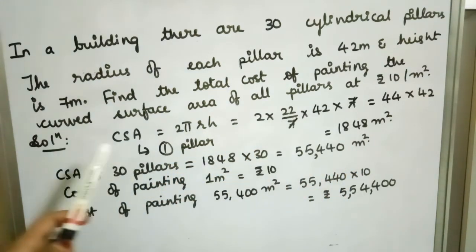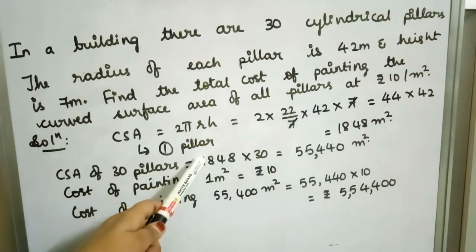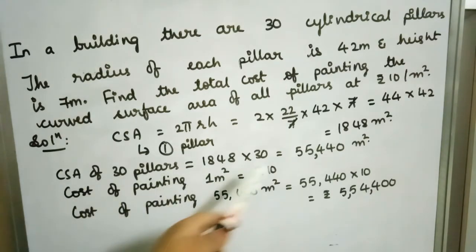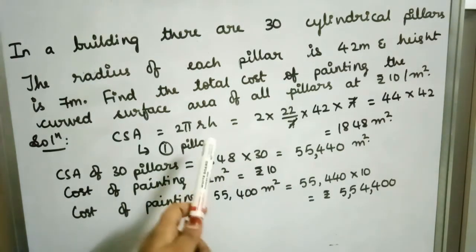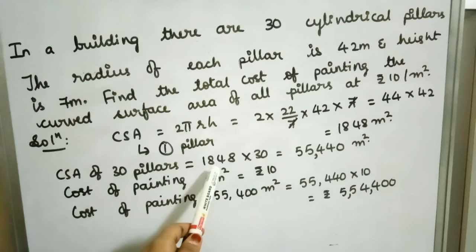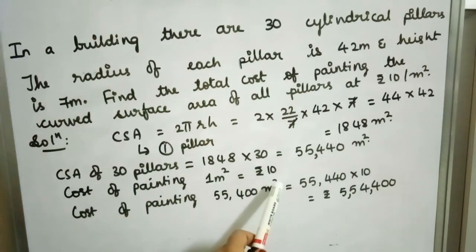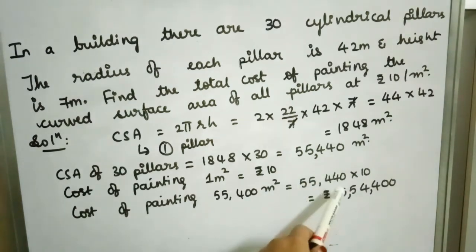the pillars. First we need to find out the curved surface area of one pillar, and curved surface area of 30 pillars is equal to 30 into curved surface area of one pillar. Cost of painting 1 meter square is equal to 10. So the cost of painting this much meter square is equal to 55,440 into 10.